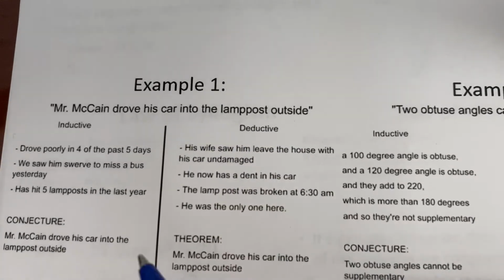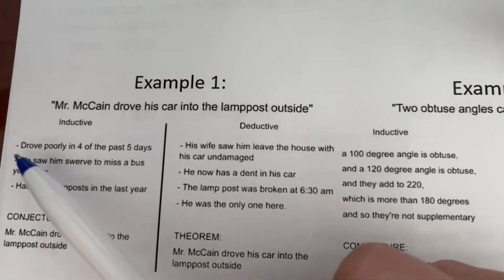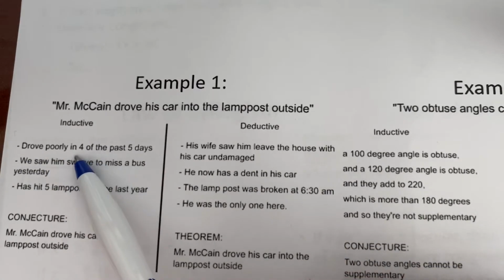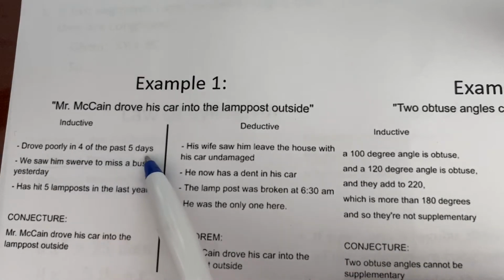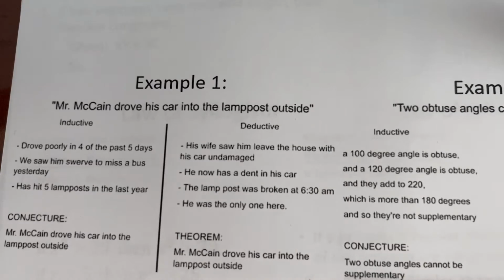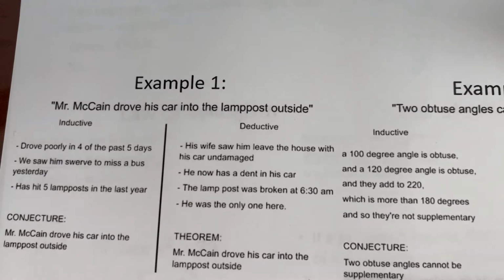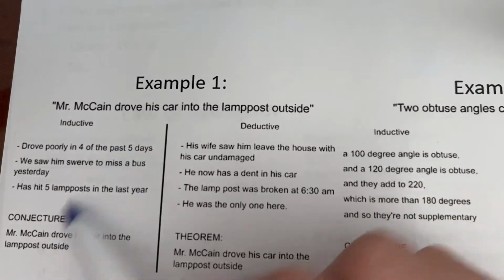Some examples of inductive reasoning would be, he drove poorly in 4 of the past 5 days. So we've just seen by observation that he's driven kind of bad. We saw him swerve to miss a bus yesterday. He has hit 5 lampposts in the last year. So the conjecture would be Mr. McCain drove his car into a lamppost outside. So these are just based on past experience.